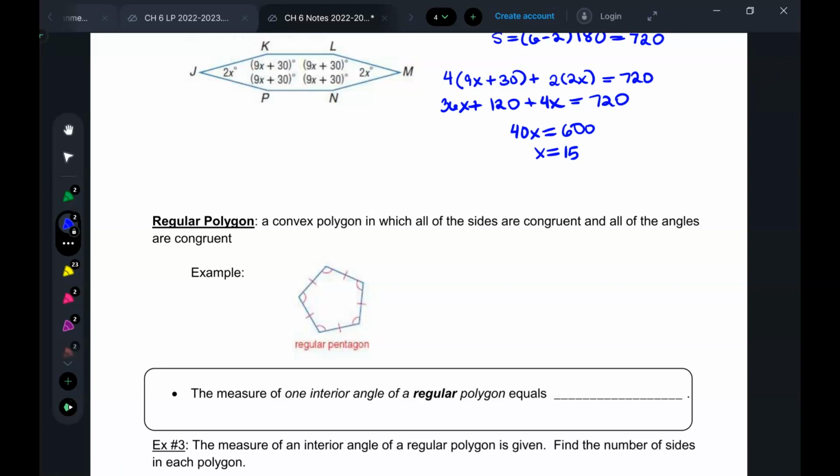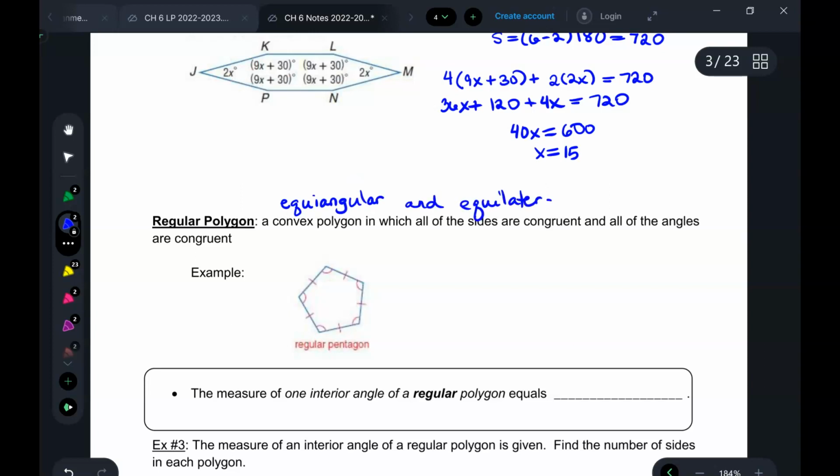Okay, another review vocabulary term: regular. Regular versus irregular. What do we need for regular? Equiangular and equilateral. Also, it's got to be convex. So a regular polygon has to be convex. You could say all the sides are congruent and all the angles are congruent, or I think it's easier just to say equiangular and equilateral.